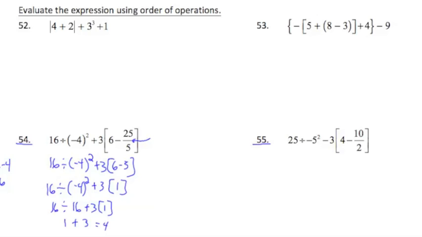Okay. Step 1 is to start in the brackets with this fraction, 10 divided by 2, which is 5. Copying this down. Still working inside the brackets. 4 minus 5 is going to give us negative 1.